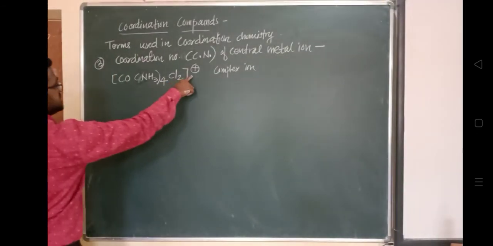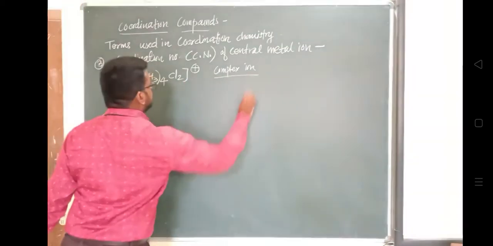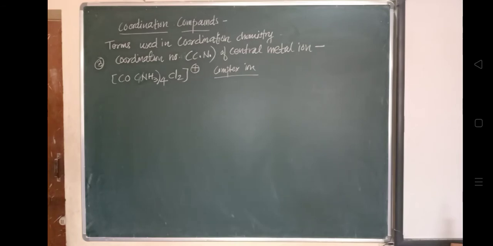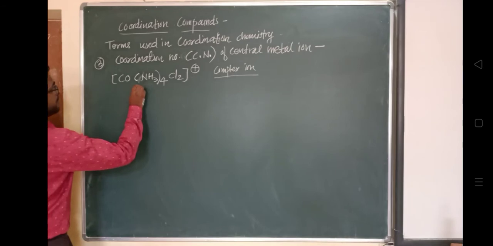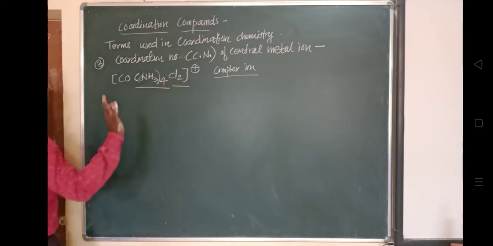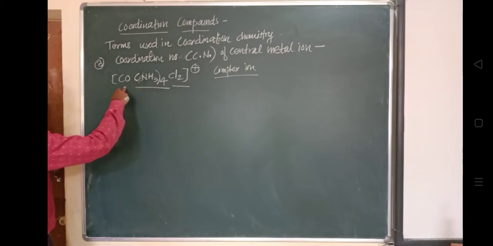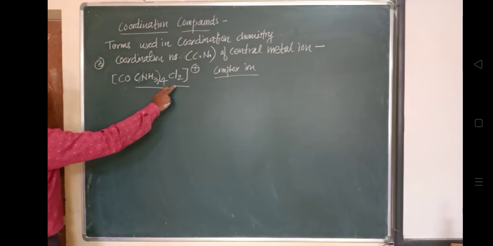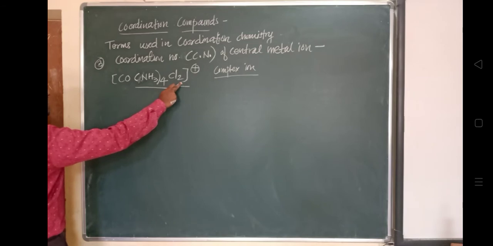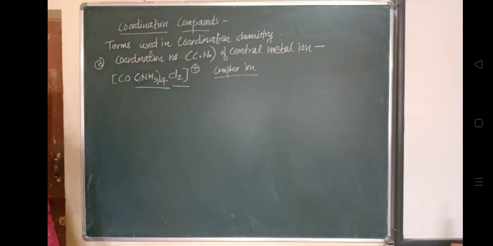So I will write separately: 4 ammonia molecules and 2 chloride ions. How many is that? That is 6 in total. So these are the 6 ligands that are attached to the cobalt ion, the central metal ion. 4 plus 2, in this way a total of 6 ligands are attached to this central metal ion.